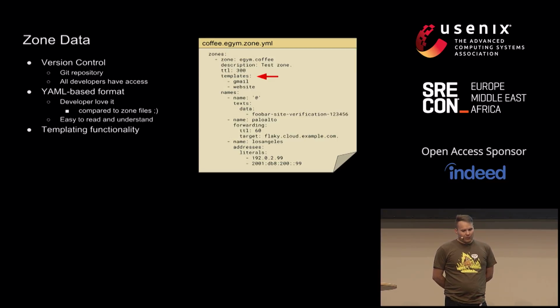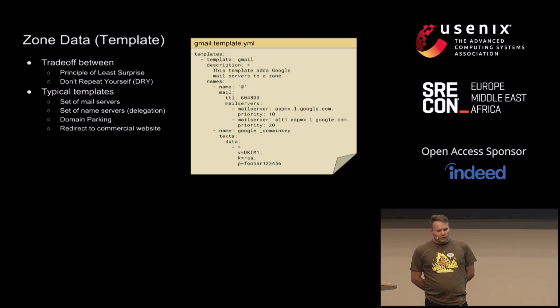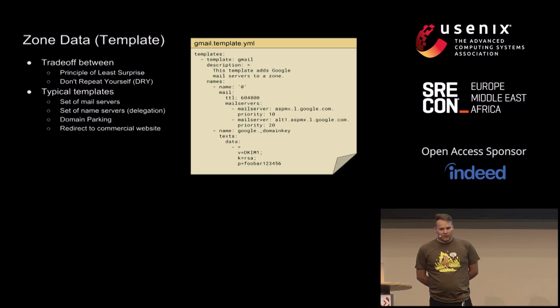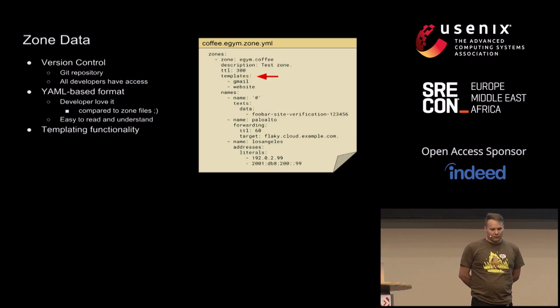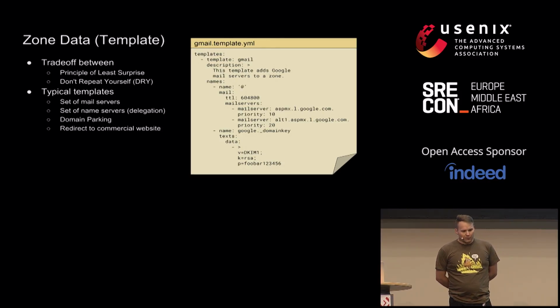We built in templating functionality, and I want to say some words about templating. I have a mixed view on templating in general. For me, templating is always a trade-off of two very important principles. The first one is the principle of least surprise, because whenever you pull in some definition data from a template, it is kind of hidden away. If I go one slide back, you can see the red arrow showing that we pull into the egym.coffee zone two templates named Gmail and website. And it's not really clear what they do until you look at those templates.